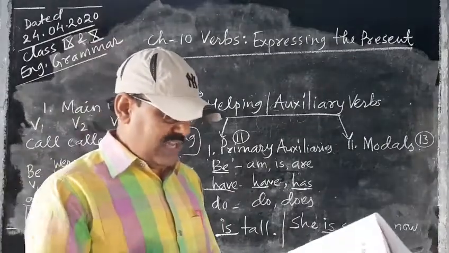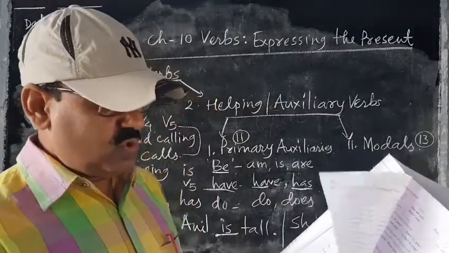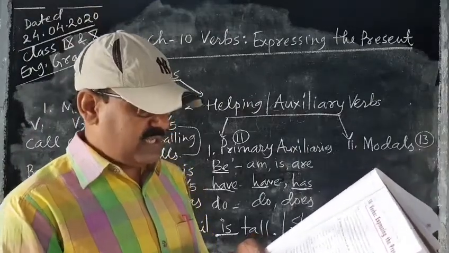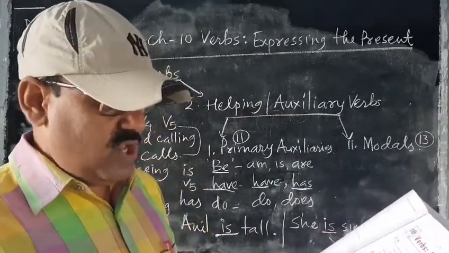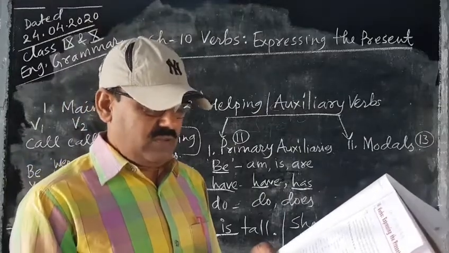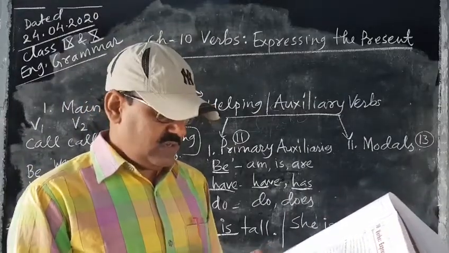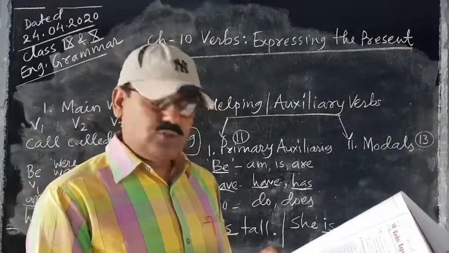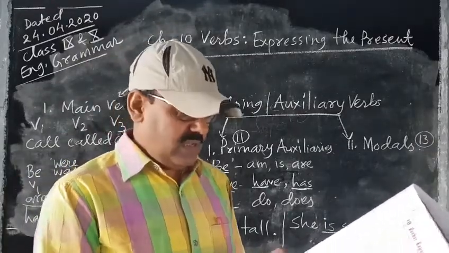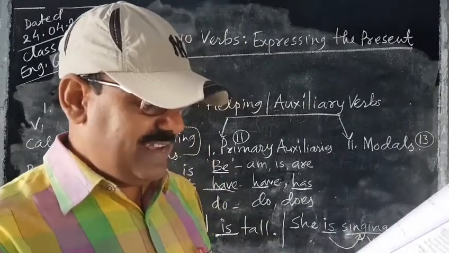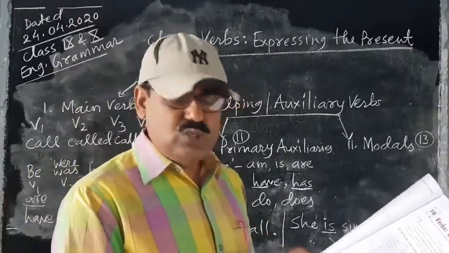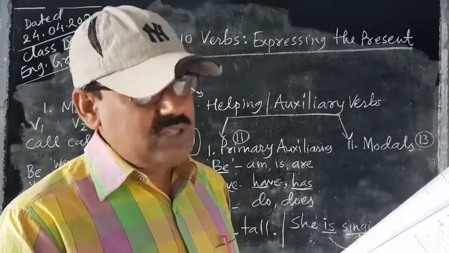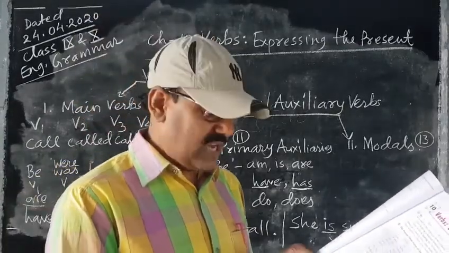Now, like do, have can also be used in 2 ways, as an ordinary verb and as an auxiliary verb to make other tenses. When it is used as an ordinary verb, it expresses possession, as I have said. My father has 2 cars. Here, has is not followed by any other verb form, so it is used as a main verb. My father has 2 cars. This means my father possesses 2 cars.